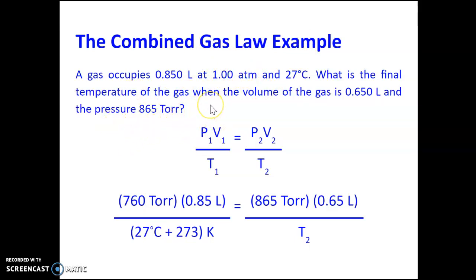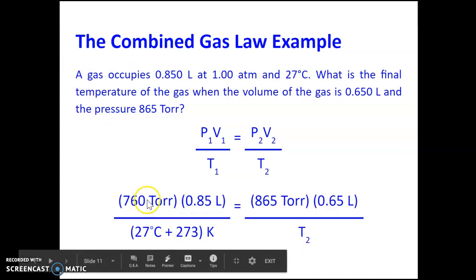It doesn't really matter what unit of pressure you're using as long as they match each other. So you could turn 865 torr into atmospheres, or you could turn 1 atmosphere into torr. I happen to know off the top of my head, because I'm a nerd, that there's 760 torr in 1 atmosphere, so I'm just going to do that. So I've got my starting amounts: 760 torr times 0.85 liters divided by 27 degrees Celsius plus 273 to get it to Kelvin.